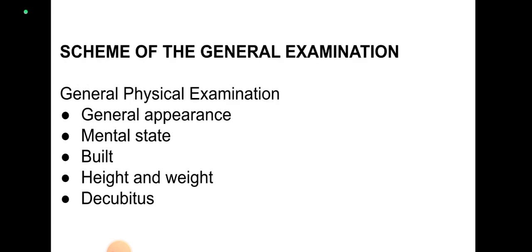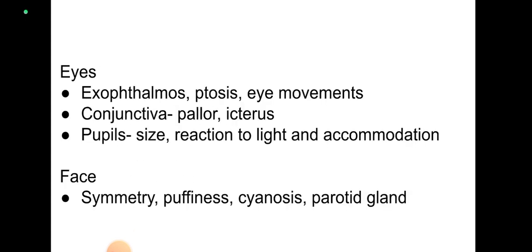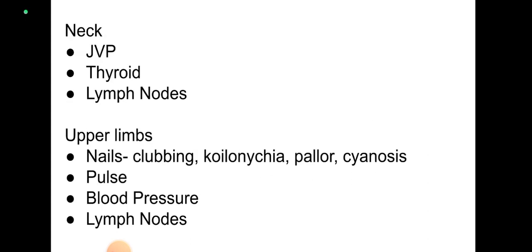noted. Now we studied about scheme of general examination, in which we see general appearance, mental state, build, height and weight, decubitus, vitals of the patient are noted. Then we do head to toe examination, in which eyes, face, oral cavity, pharynx, neck, upper limbs, and lower limbs are examined. We will study about systemic examination in next video.